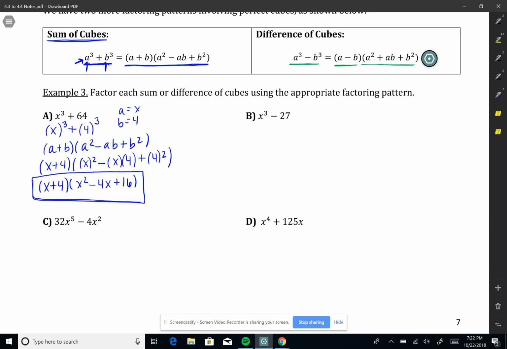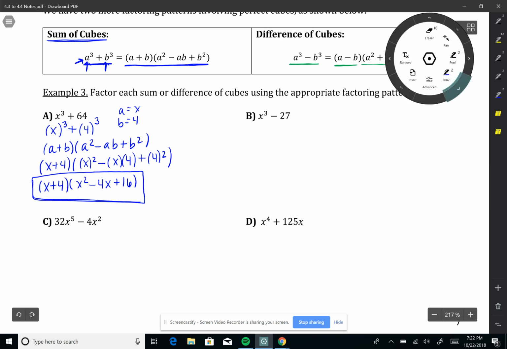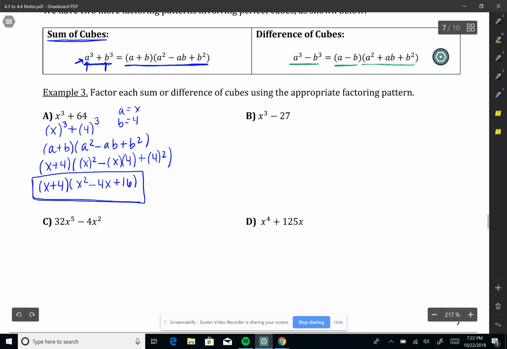Let's look at letter B. Letter B is x cubed minus 27. So since we're subtracting, this is a difference of cubes, so we're going to use our pattern on the right. Let's first identify a and b. Let's write this as x in parentheses squared, and then we know the cube root of 27 is 3, so that would be 3 cubed. I realize I said x squared instead of x cubed. So x in parentheses cubed minus 3 in parentheses cubed, which helps us see that our a value is x and our b value is 3.